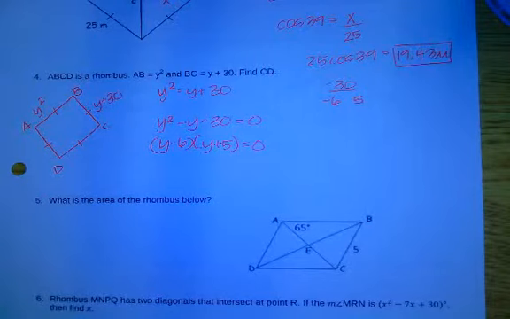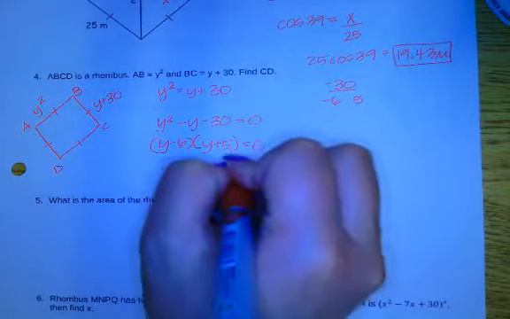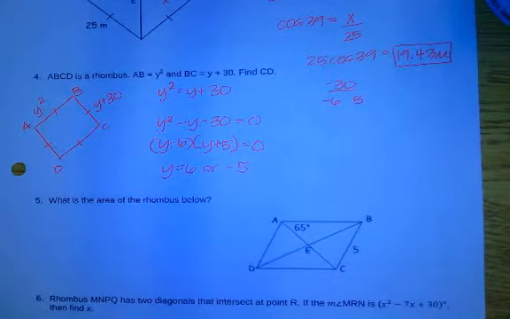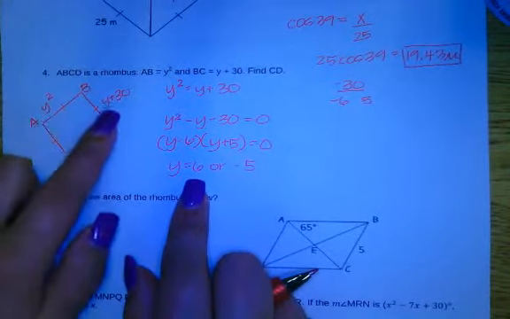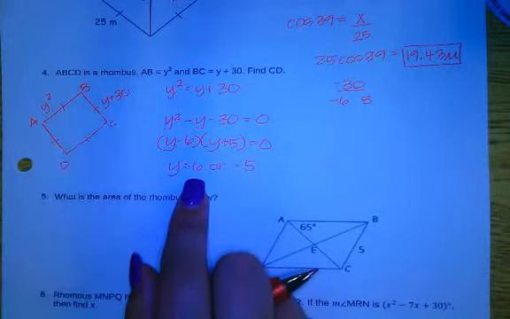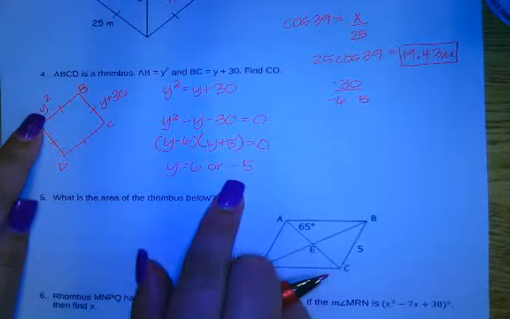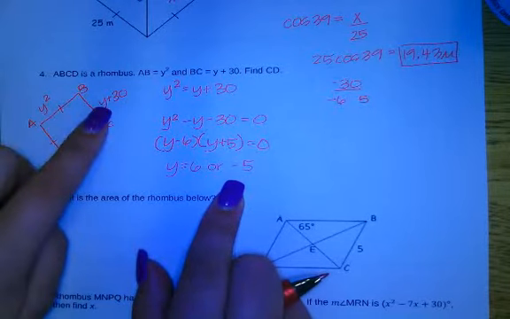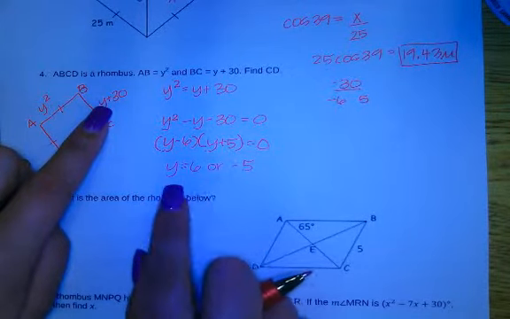So what are your y values? Y equals 6 or -5. Anytime you have a negative solution, you need to test it and make sure that it works. If I plug 6 in here, 6 squared is 36 and 6 plus 30 is 36, so that works. If I plug in -5, -5 squared is 25, and -5 plus 30 is also 25. So both of my solutions work, so the possible lengths for CD are what?